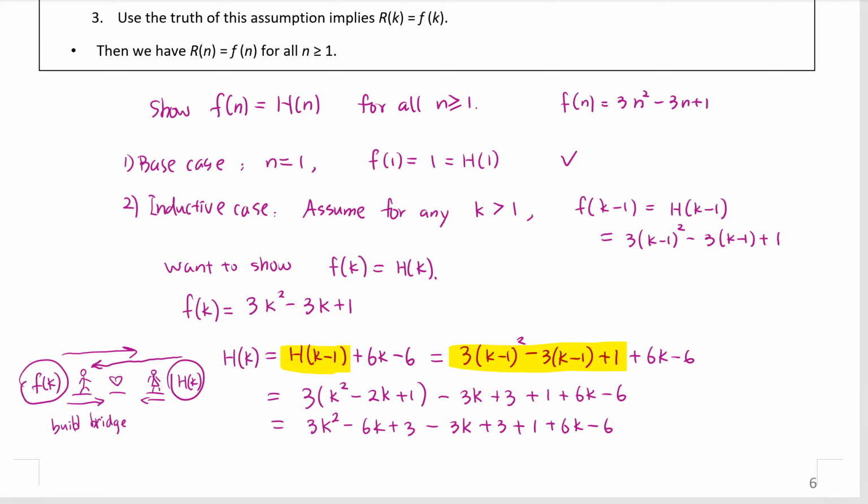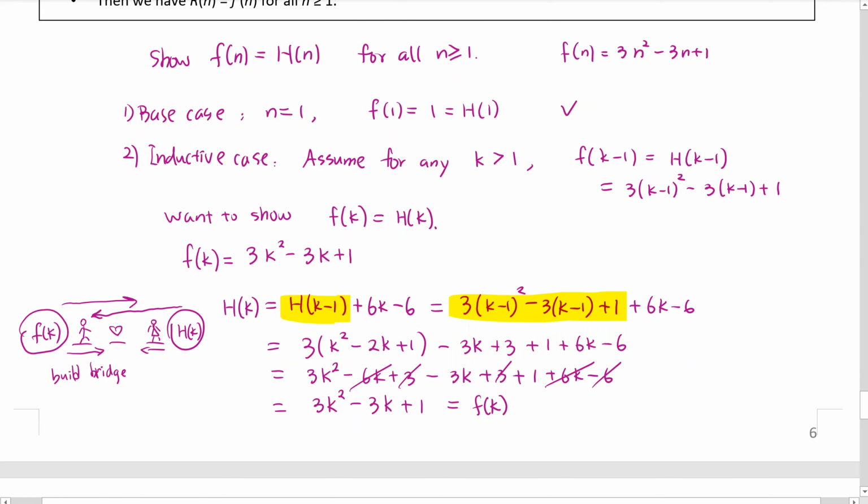Okay, can we cancel something? What can we cancel? 6k we can cancel, right? And then let's see. We have 3 and minus 6, they cancel, right? So at the end we get 3k squared minus 3k plus 1. Oh, this is Fk. Yay! We have shown that Fk equals Hk.